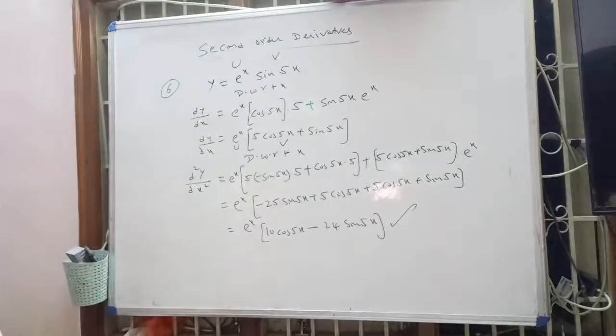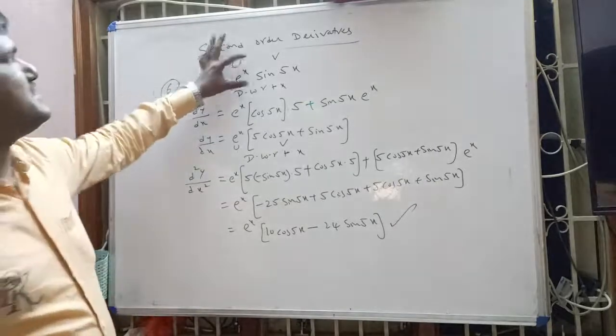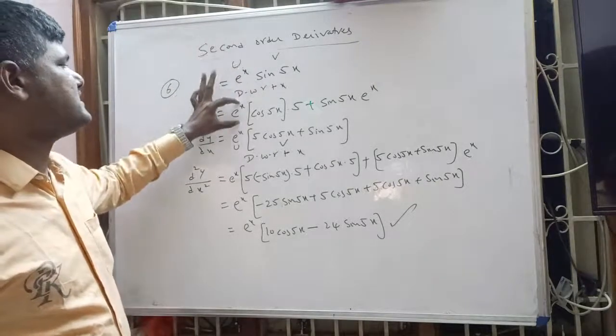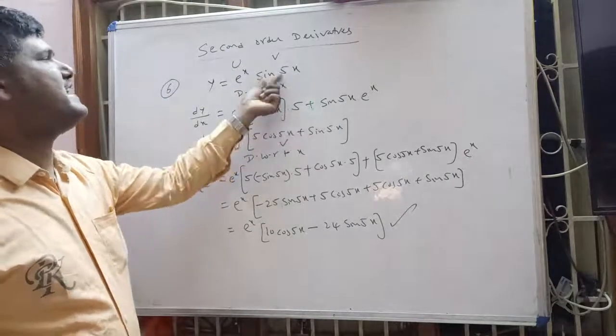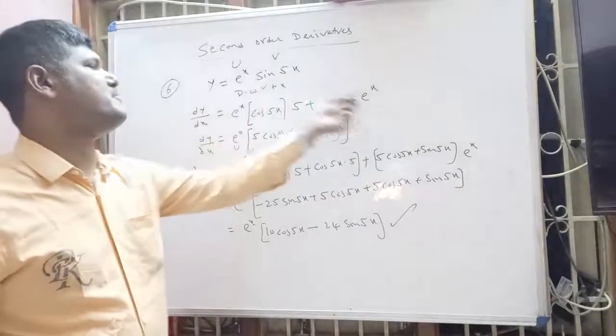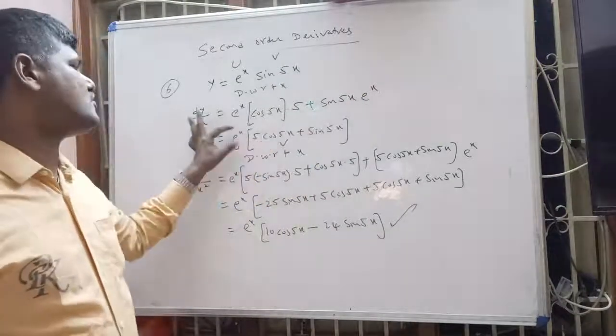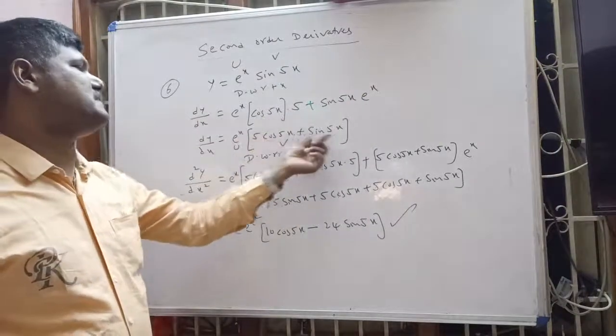Can you repeat again? Okay. This is u, this is v. u means e power x into sin 5x, plus v, cos 5x into 5 from the derivative of 5x, into e power x. Total e power x common: 5 cos 5x plus sin 5x.